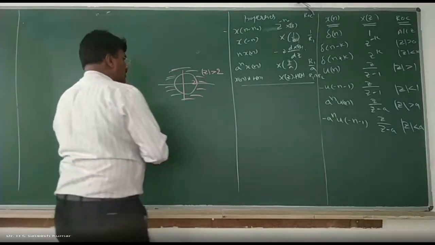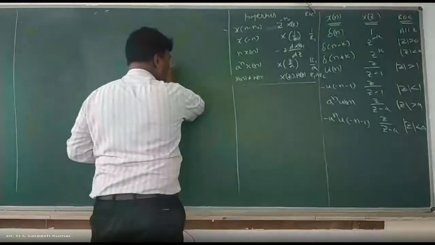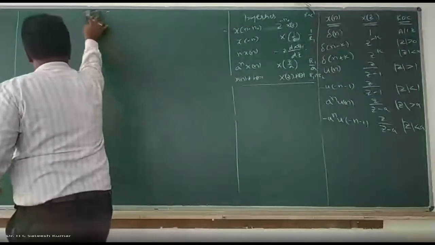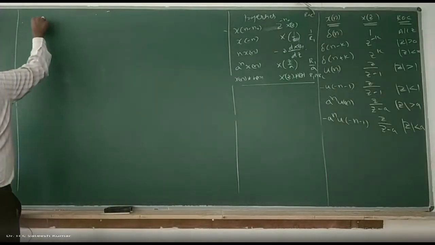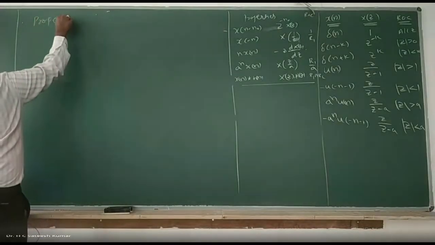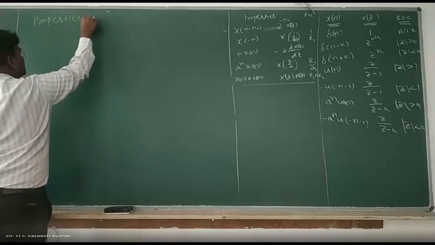So now this is a very, very important concept. Properties of ROC. What shape will it take? Every time it will be different. So properties of ROC. This question is repeated around 5 or 6 times in the examination.